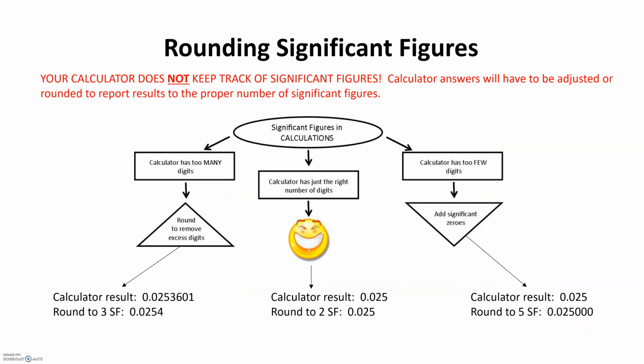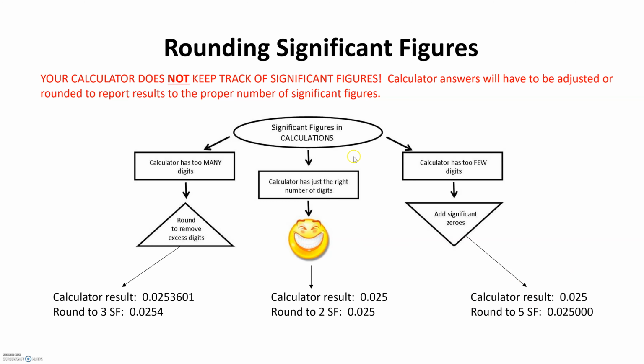All right, now we have to talk about rounding, because we will be doing calculations, and our calculator is going to help us out with the math, but it is not going to help us out with significant figures. The calculator is just designed to do math, not deal with measurements, just raw numbers. So we're going to have to keep track of that ourselves. We're going to have to be the smart ones here.